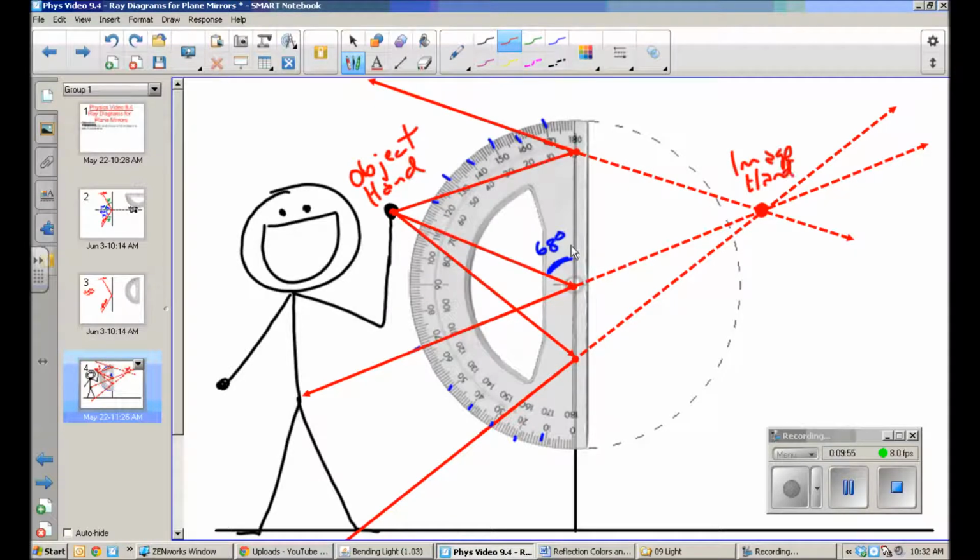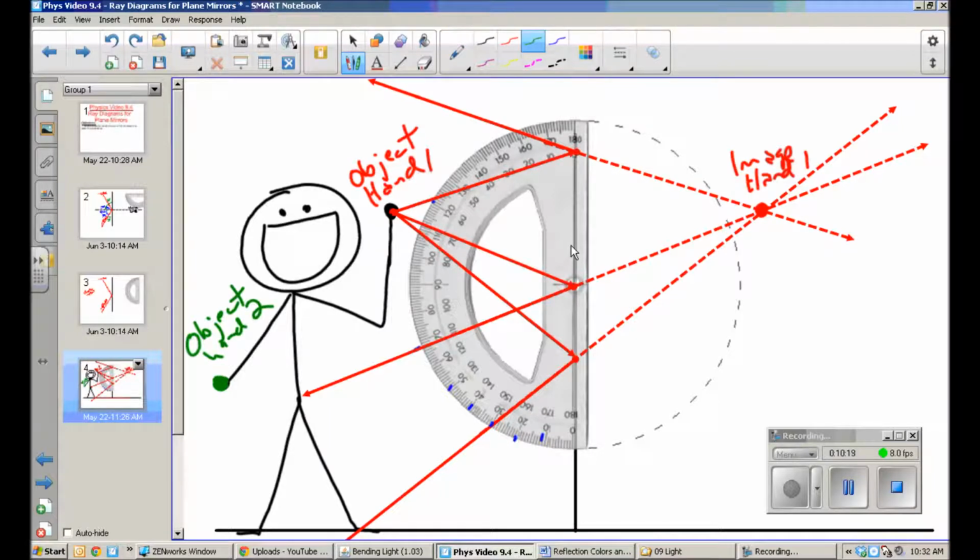All right, so let's repeat that process. I'm going to change colors so that my drawing doesn't get crazy cluttered. I'm going to repeat that exact same process for his other hand. So we'll call this object hand 1 and image hand 1. All right, so over here is his other hand.